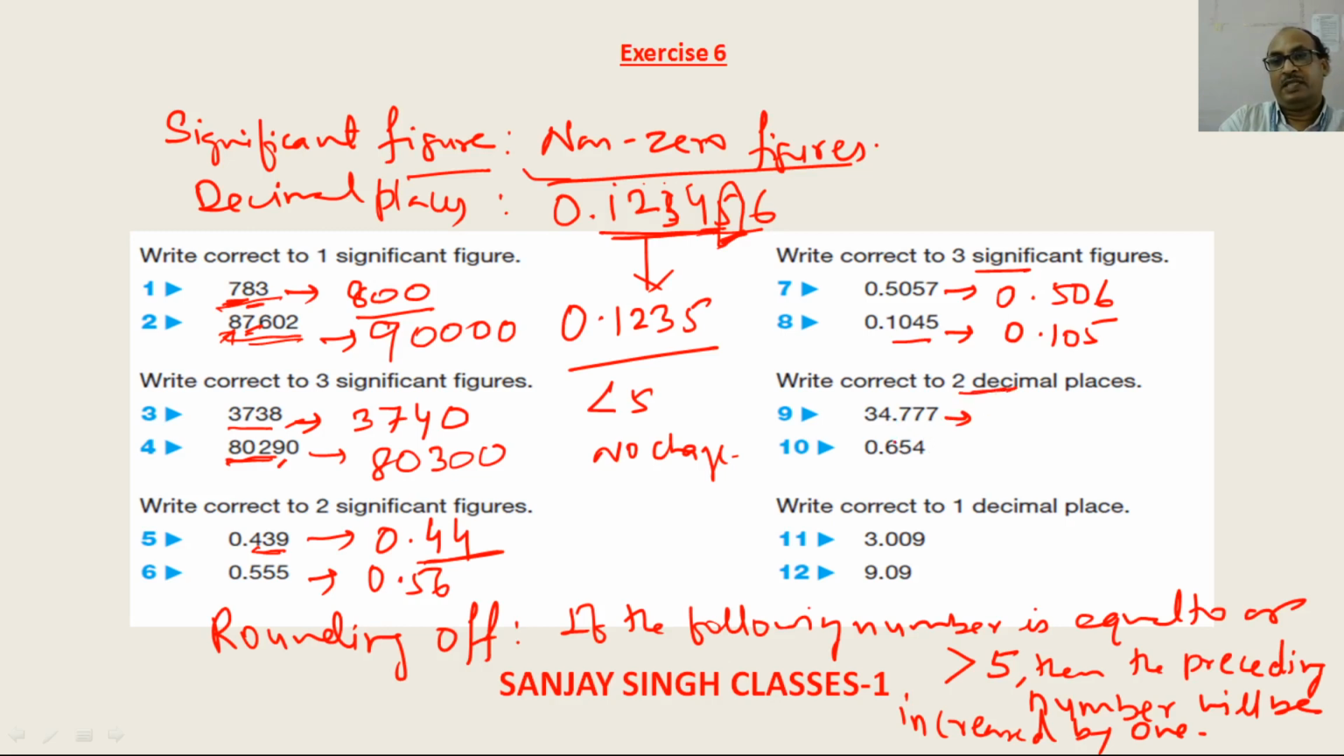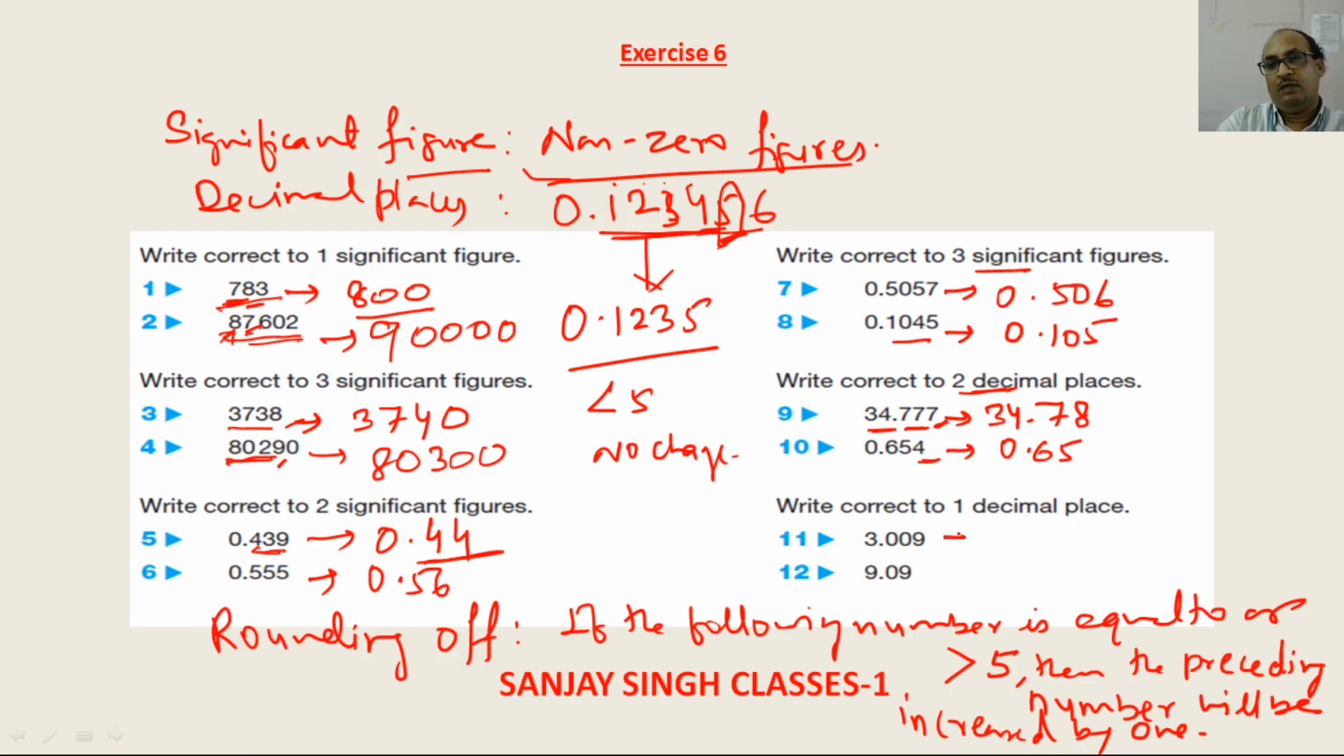2 decimal place. So before the decimal, it will be as it is. Then 2 decimal means we need to use these 2 only. This 7 is greater than 5, so it will make it 78. Similarly, this one will become 0.65 only, because 4 is less than 5. So there will not be any change in this 5.